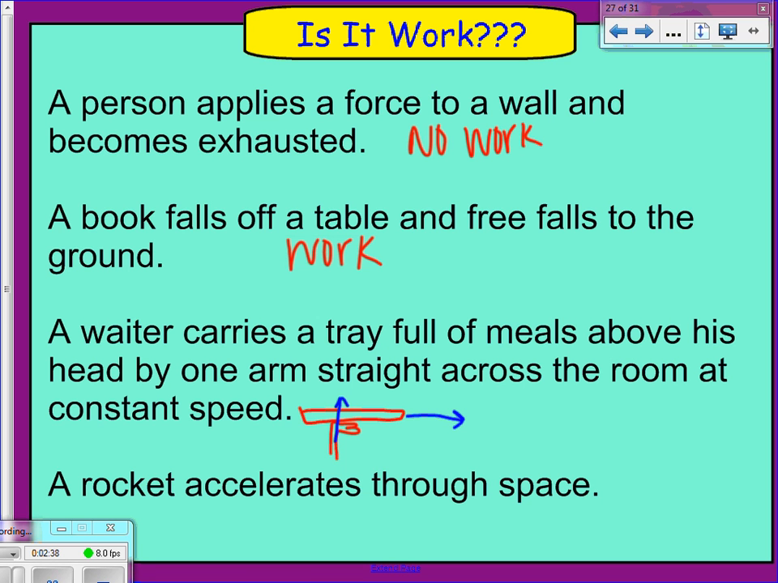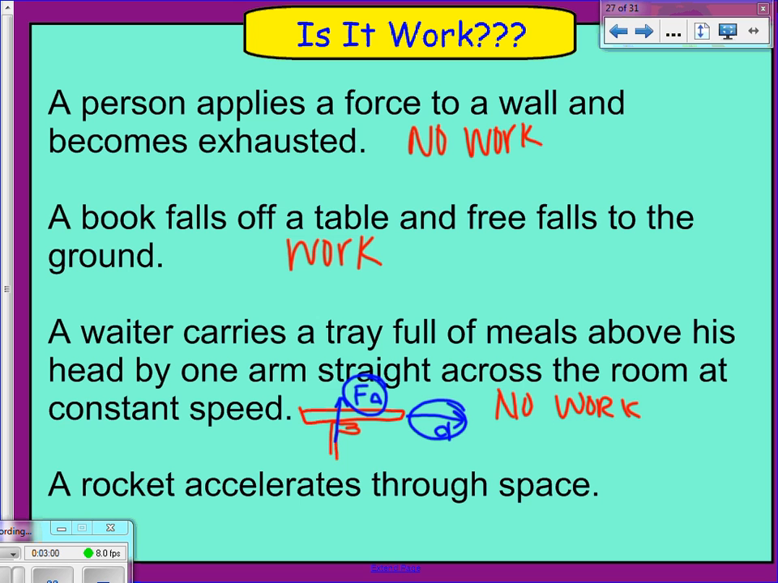Is there a force? Yes, the applied force. Is there a displacement? Yes, it is moving across the room. Is this applied force going up and causing the displacement across the room? No. And so even though there's a force and a displacement, they are not causing one another. And so there is no work done by the waiter's hand.